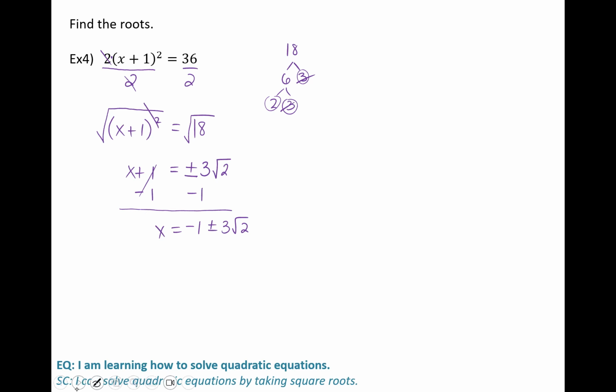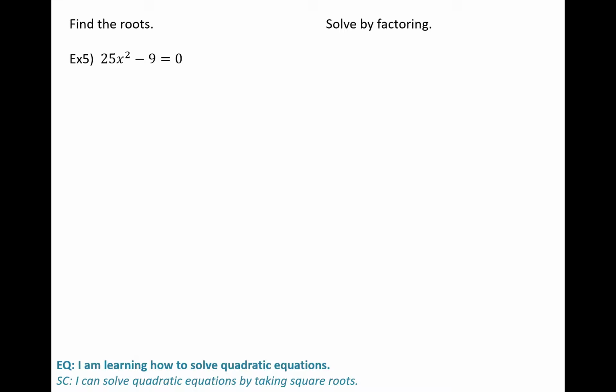All right, we got one to go. Last one. We have find the roots, and we'll talk about the solve by factoring thing in a minute. So I'm going to just do find the roots. I want to solve for x, so I'm going to start by doing some inverse operations here. Let's add 9 to both sides. And I get 25x squared equals 9. Then to get x by itself, I'm going to divide both sides by 25. 25 cancels, I get x squared equals 9 over 25.